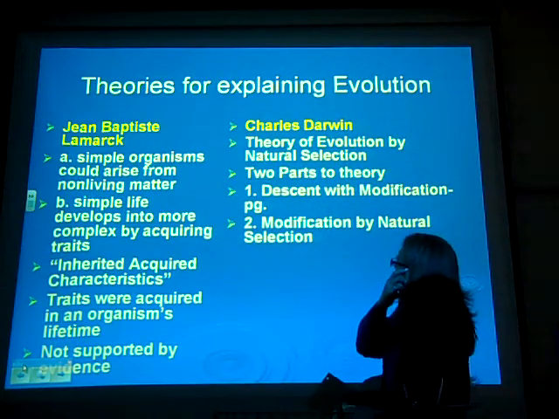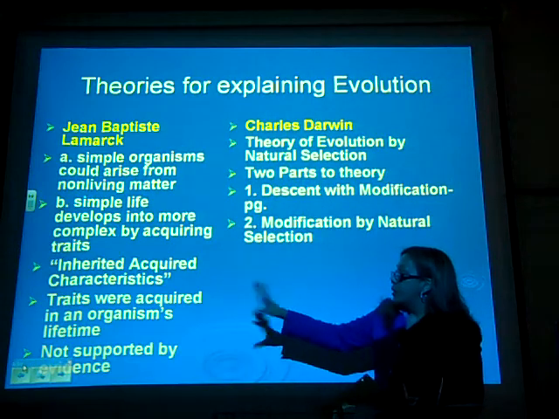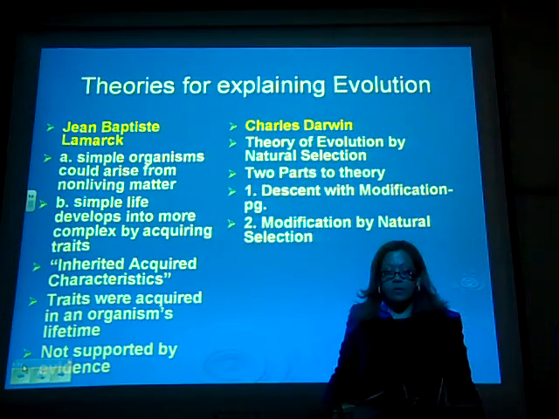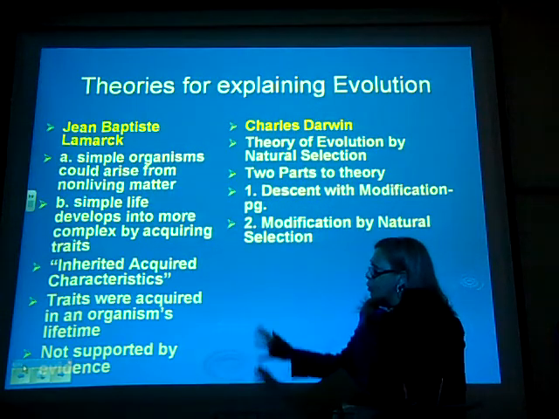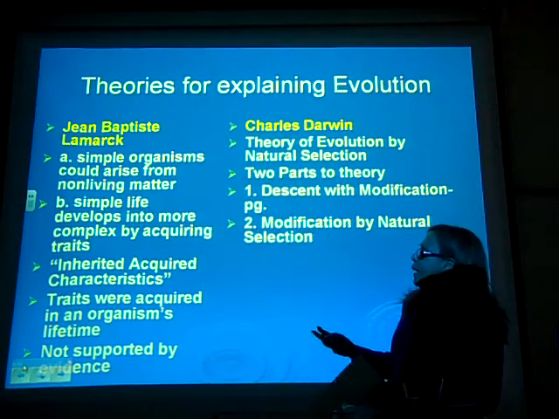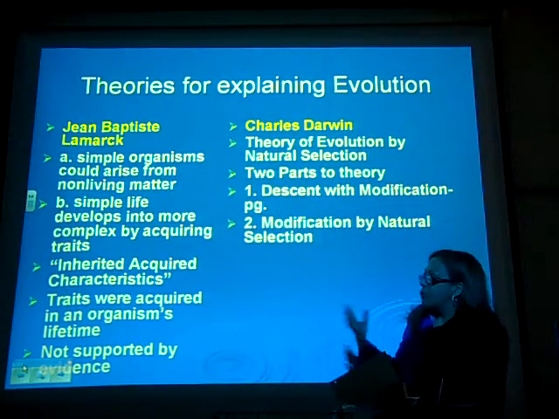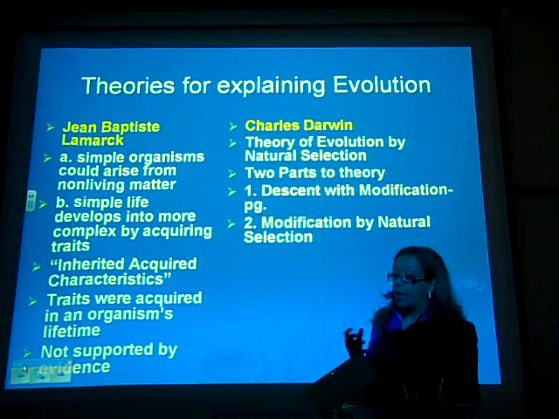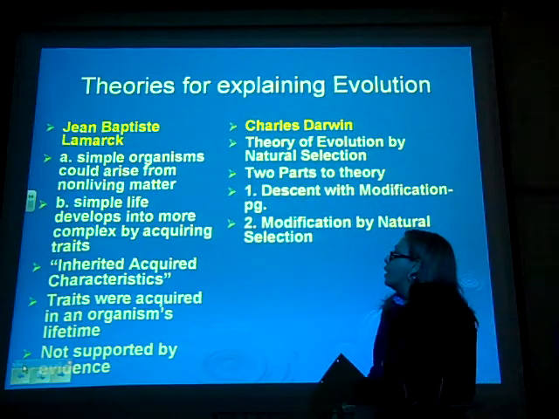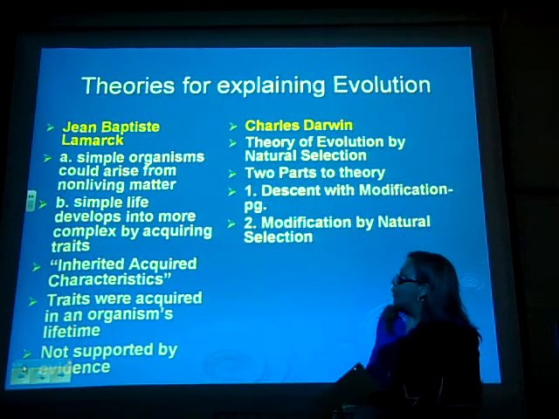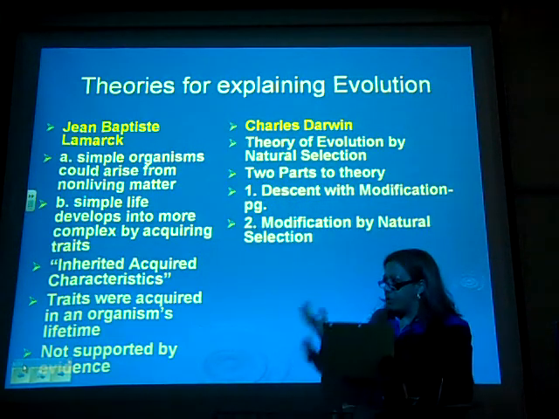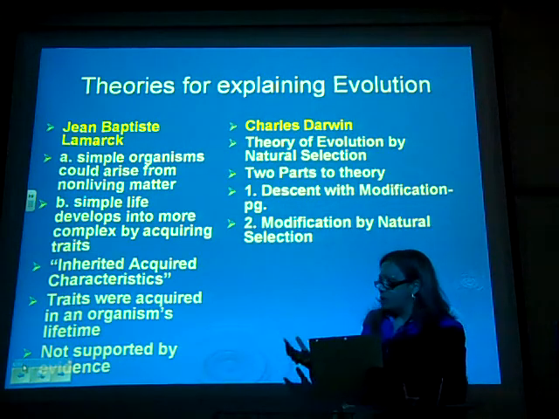So where we left off before, we're looking at other scientists that were also interested in explaining the new observations that were being made. And so we have one scientist, Jean-Baptiste Lamarck, and he had several ideas about how evolution occurred. He thought, first of all, that simple organisms could arise from non-living matter, or that living things came from non-living things, and that was totally disregarded pretty much around the same time that other ideas were coming about that made us understand evolution a little bit better.